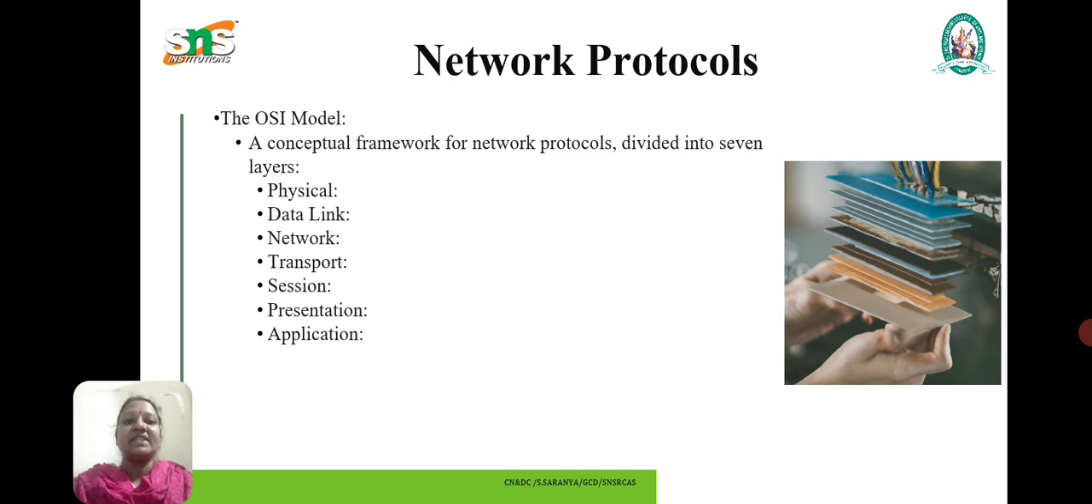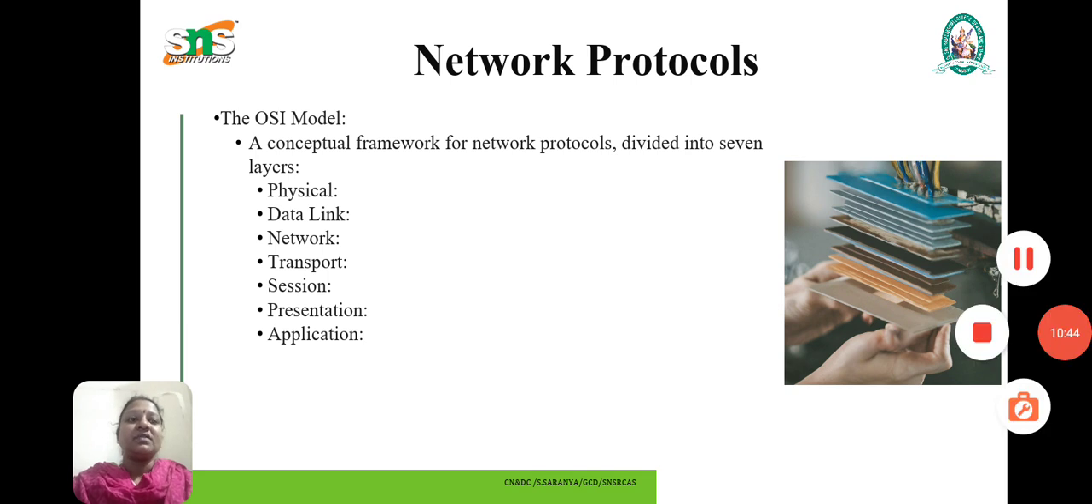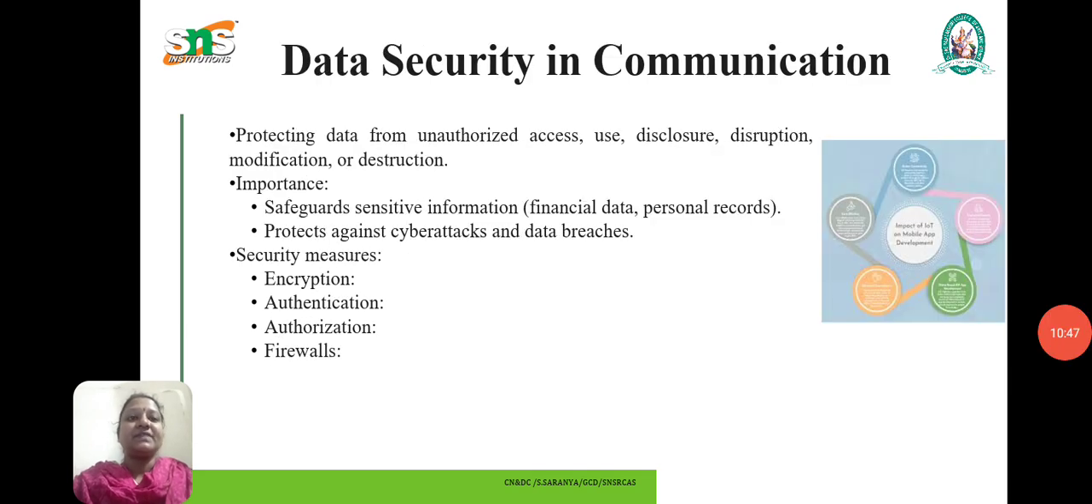The first one is physical layer, second is data link layer, third is network, fourth is transport, fifth is session, next is presentation, and the last one is application. It is a top-down approach. OSI model is one of the most famous top-down approaches. The last one is data security.